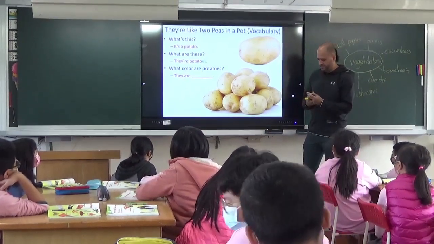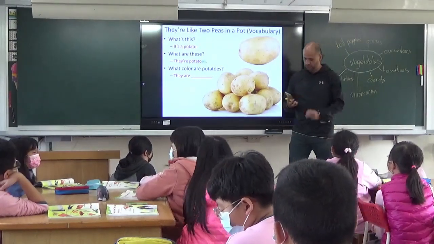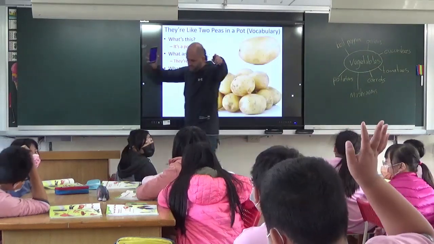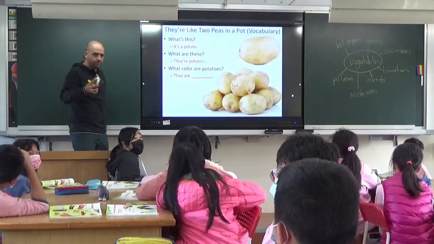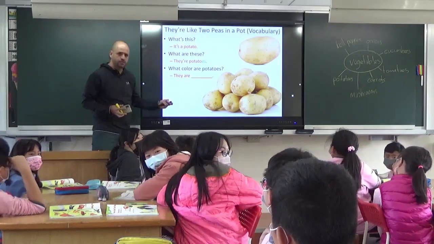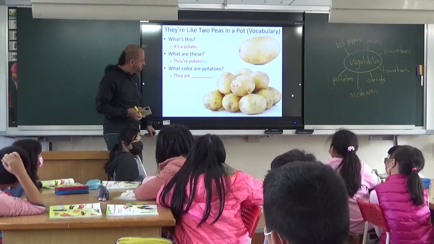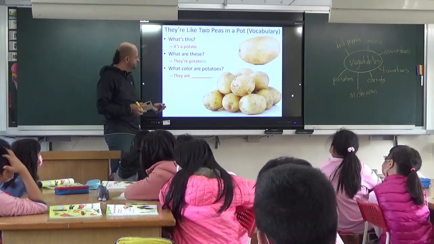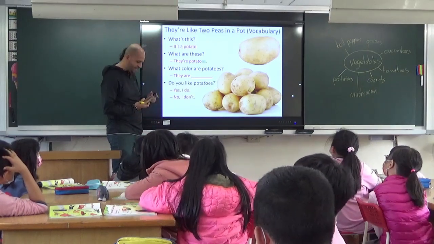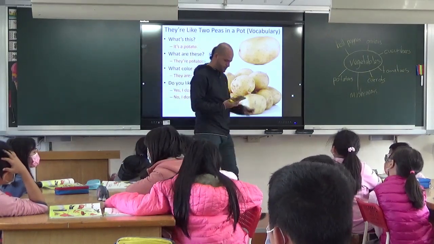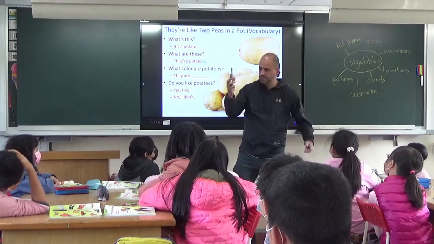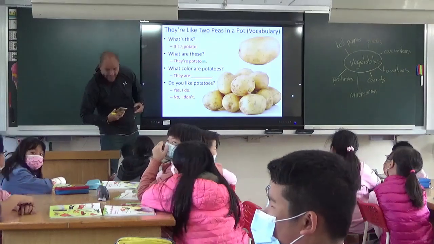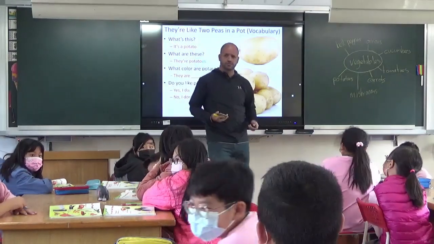What color are potatoes? This question goes to 8. Okay. Yes, Randy. Randy, what color are potatoes? Yellow. Yellowish. Yeah, between yellow and brown, right? You can really tell. All right. Do you like potatoes? Number four. Eddie, do you like potatoes?